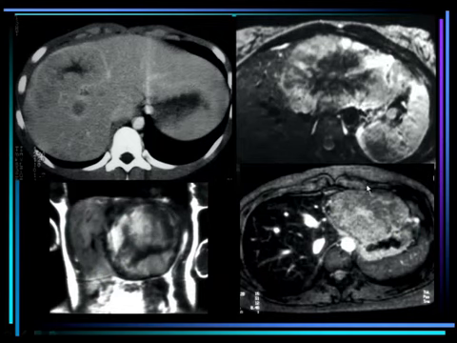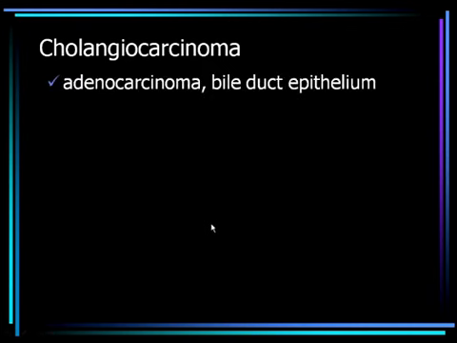But here you have 4 lesions with central scar, and they are very different. This is hepatocellular carcinoma, this is fibrolamellar carcinoma, this is focal nodular hyperplasia, and this is adenoma. So to have a scar in a lesion doesn't mean that you have an FNH. Let's move to the next.